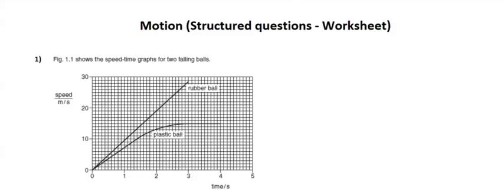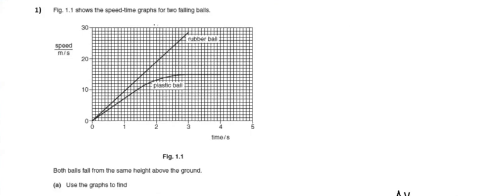Now we will start with the structure problems in the worksheet for the chapter motion. Here you can see question number 1. Figure 1.1 shows the speed time graph for the two falling balls, which both fall from the same height above the ground.